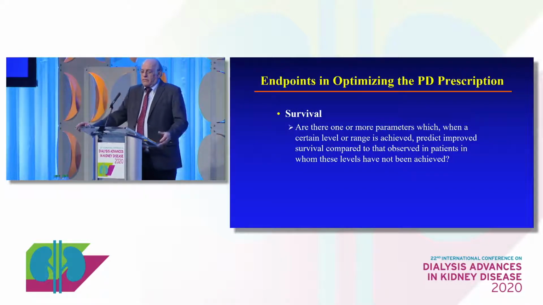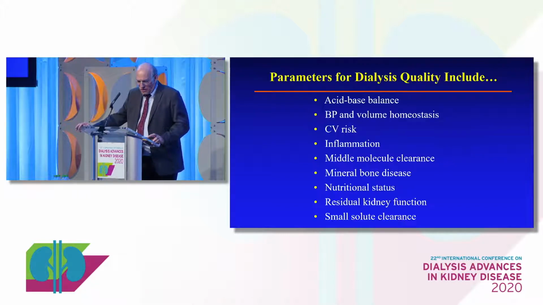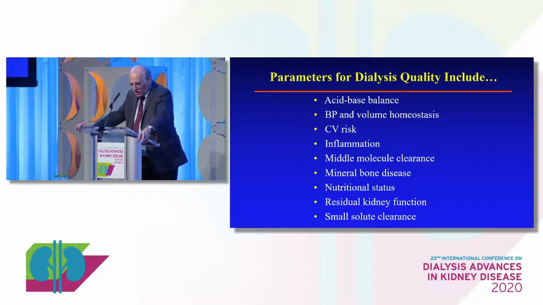So survival. Are there one or more clinical parameters which, when a certain level or range of values is achieved, predict or are associated with improved survival compared to that observed in patients who have not achieved this same level or this same range? There are many clinical parameters that we could discuss. For those of you who are agnostic or atheist, I prove to you that there is a God, because when you list these in alphabetical order, small solute clearance comes out at the bottom of the list.